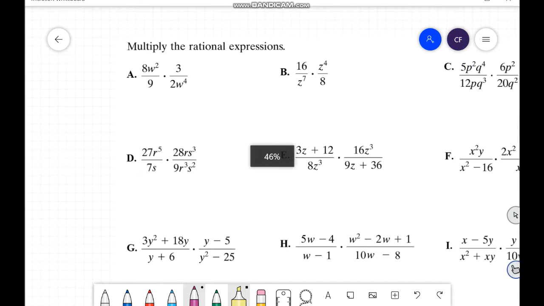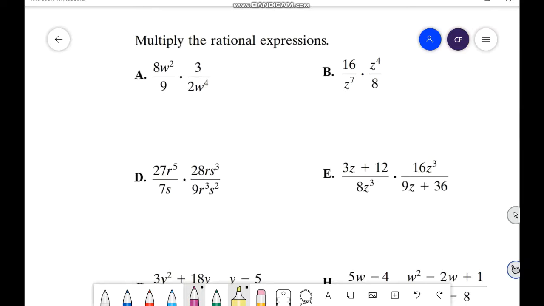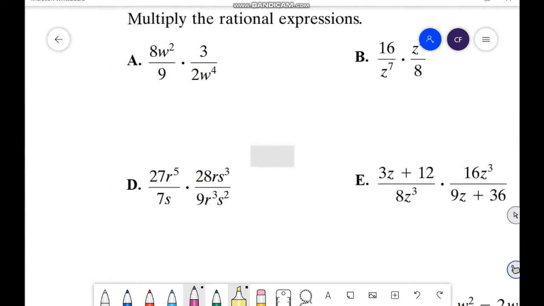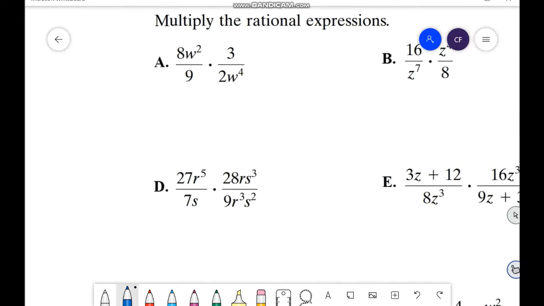Check the first question. Multiply the rational expressions. And we have 8 times w squared over 9 multiplied by 3 over 2w to the 4. To work out the multiplication is kind of simple, right? You're gonna just put together all the fraction bars here.